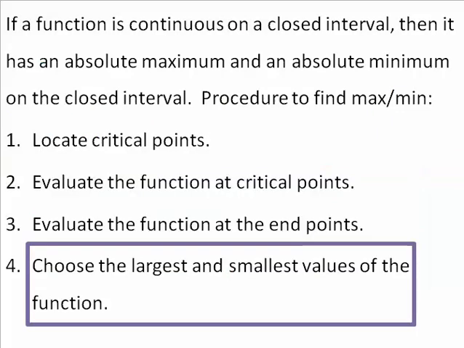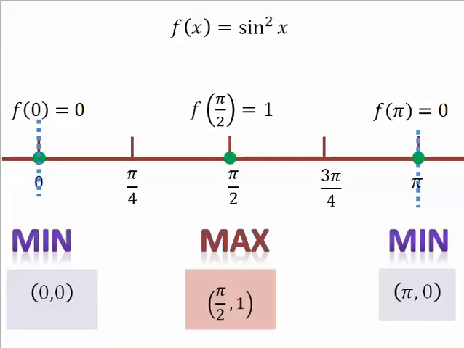Our last step in this procedure is to choose the largest and smallest values of the function. Well, that's not too difficult for me. The min occurs at the left endpoint and the right endpoint. The maximum occurs at the critical point, pi over 2.